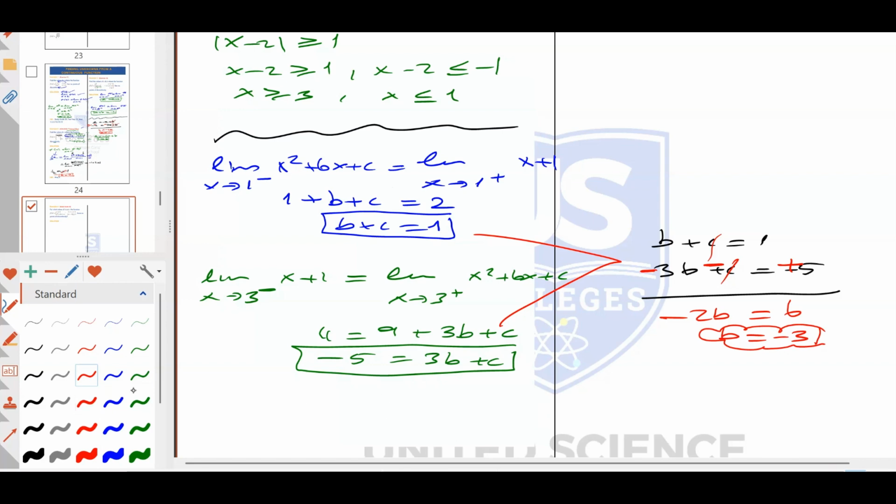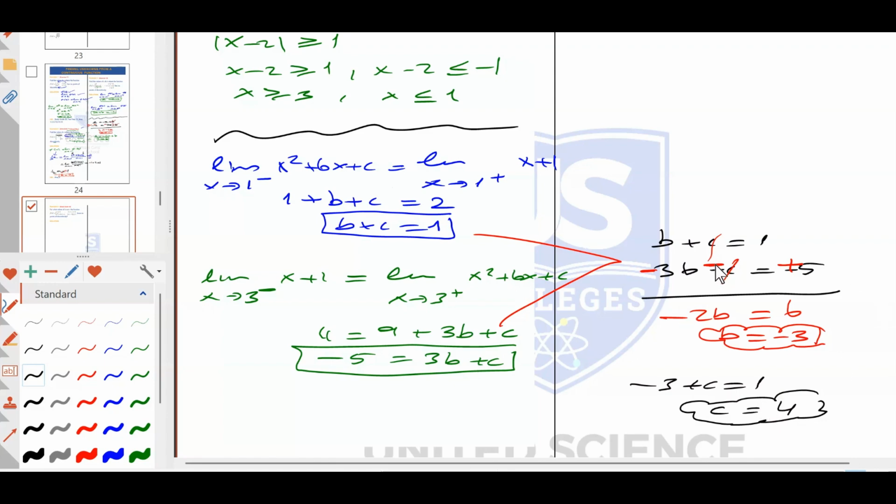Second unknown, by substituting negative 3 back into one of the equations, you'll get the other unknown. Let's use the first one. Negative 3 plus c equals 1. Bring negative 3 to the other side. C is equal to 4. So that's your second unknown.